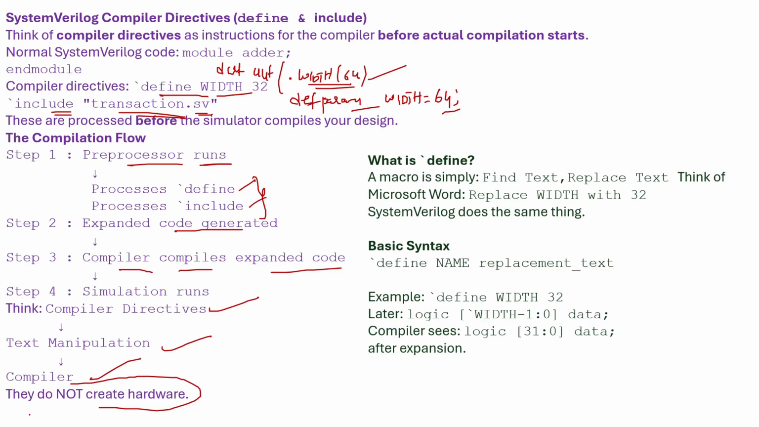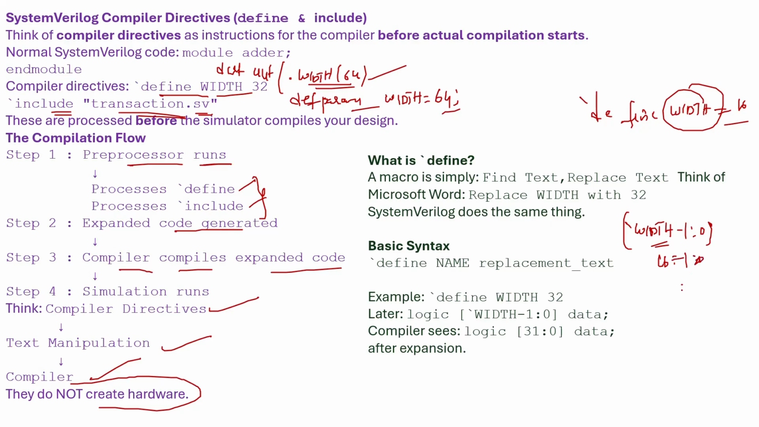What is the use of `define? `define is a text replacement. Like `WIDTH: you define it with `define WIDTH, then wherever the width is needed, I use `WIDTH. For example, `WIDTH-1 down to 0. Whatever width you mention in the define file, that width will come here. With 16, 16-1 down to 0 is 15 down to 0. So the syntax is `define name replacement-text.